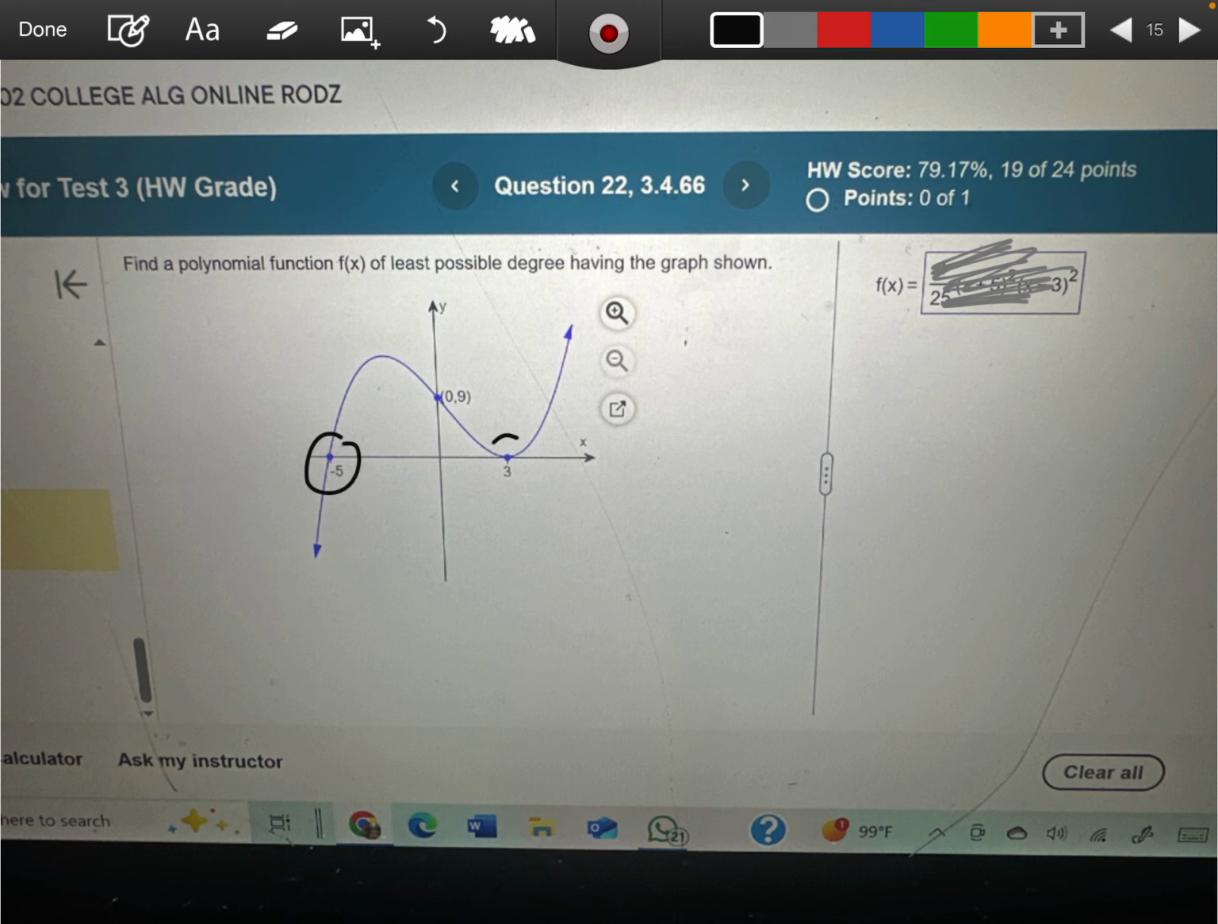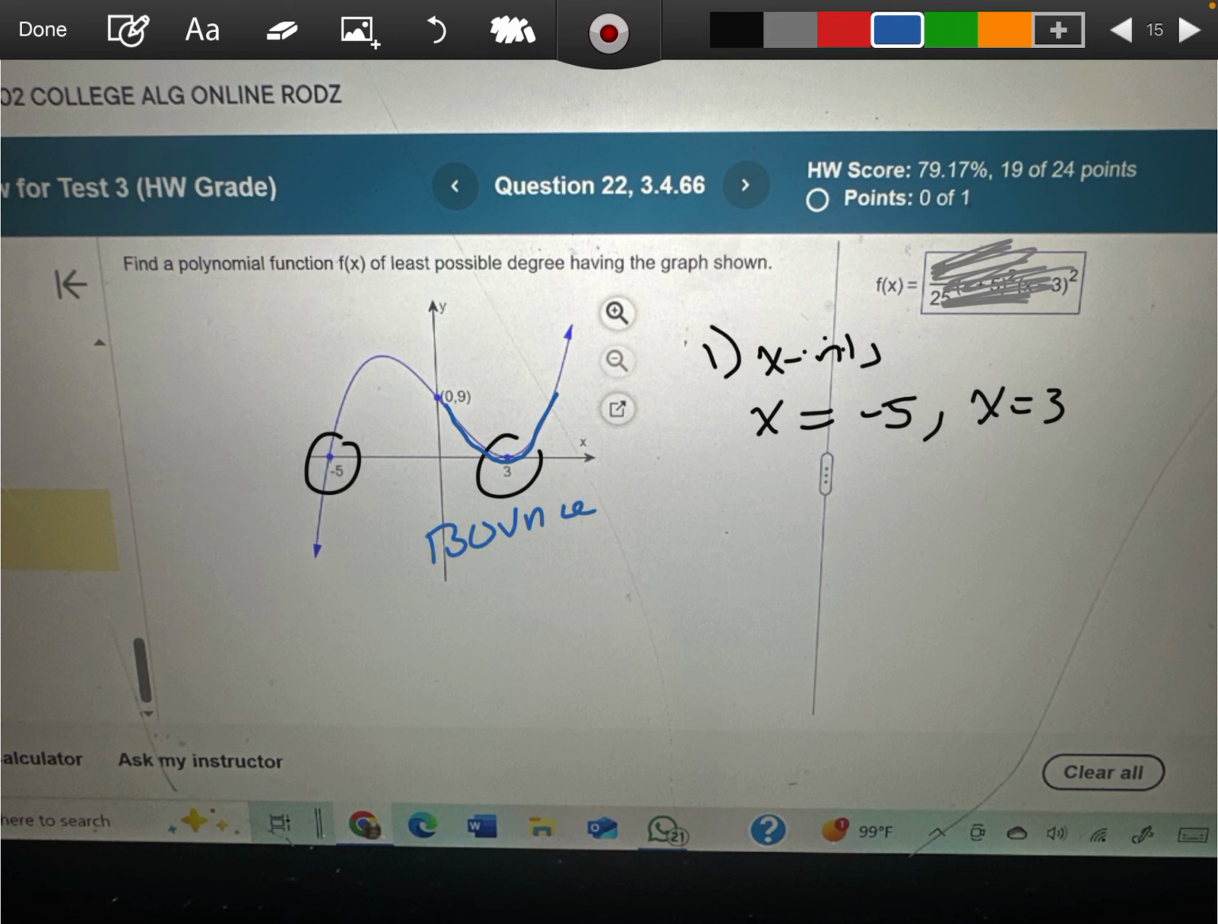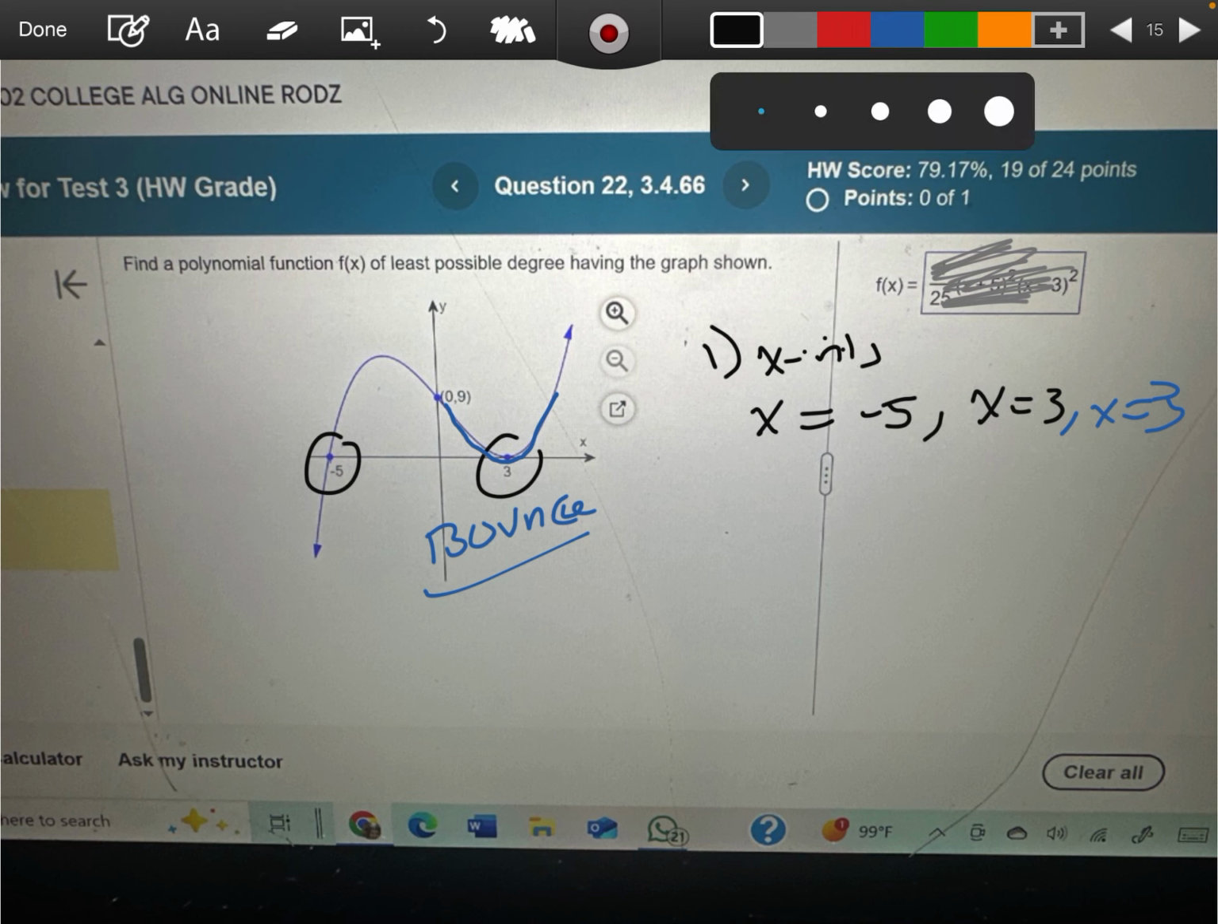Look, y'all, we got 2 x-intercepts here. Step number 1, my x-intercepts. The first one is x is negative 5. The next one, y'all, is x equals 3, but I want you to notice something here, y'all. My graph hits and it does a little bounce, right? When we have that bounce, y'all, that factor or that x-intercept is going to happen twice. x equals 3 2 times.